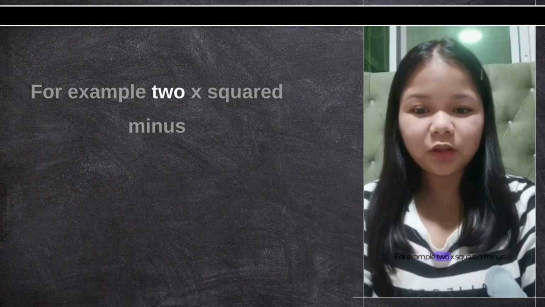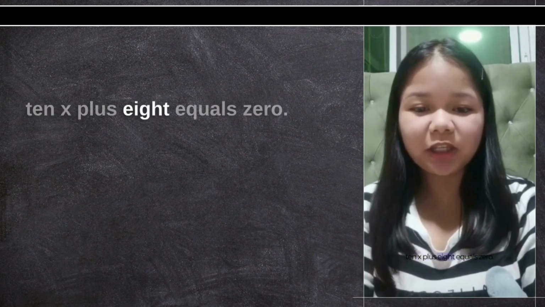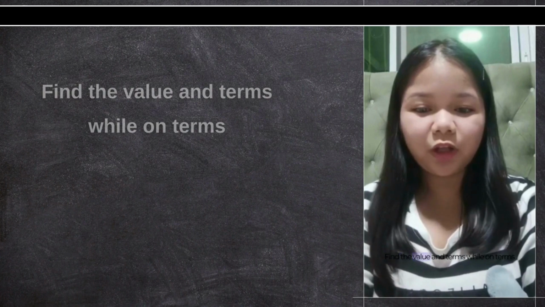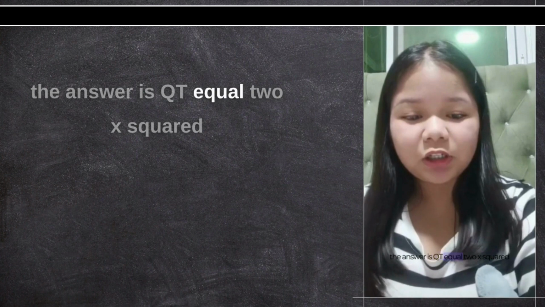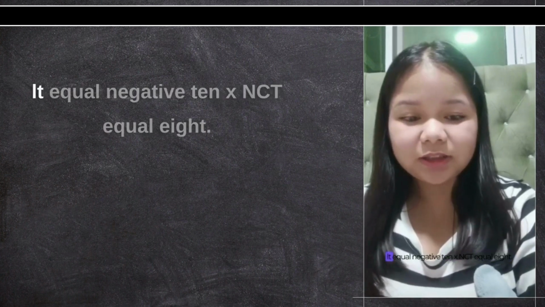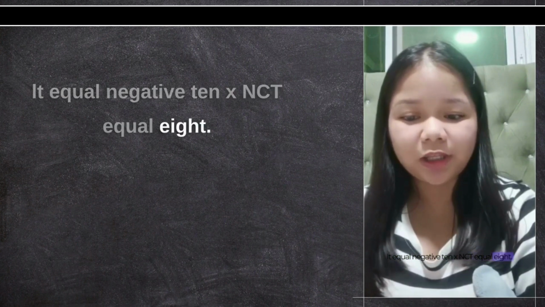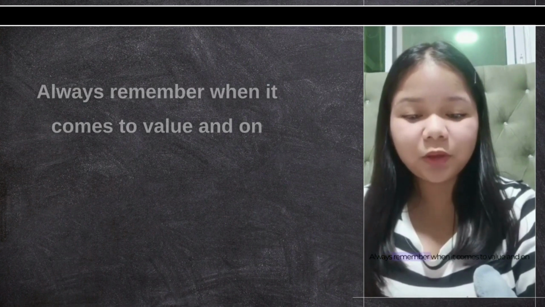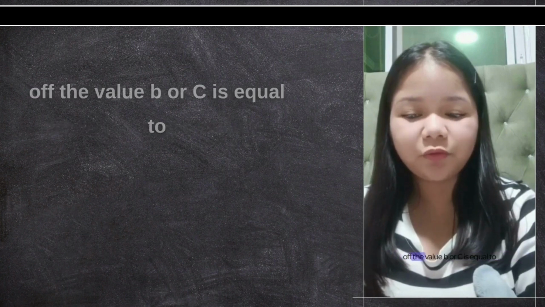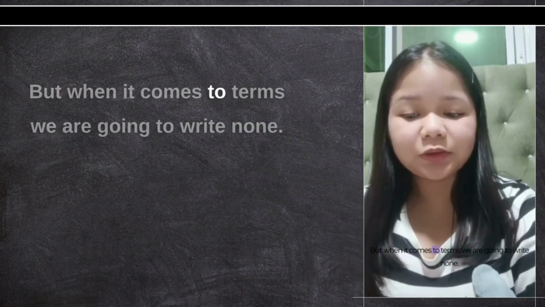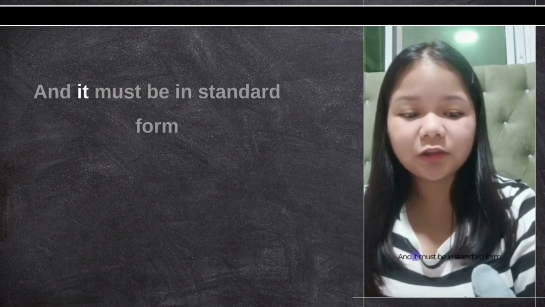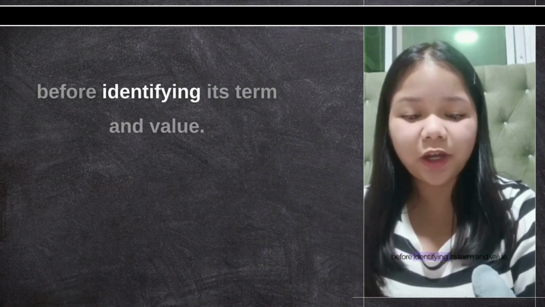For example, 2x squared minus 10x plus 8 equals 0. Find the values and terms. On terms, the answer is: quadratic term equals 2x squared, linear term equals negative 10x, and constant term equals 8. Always remember that when it comes to values, if b or c is equal to 0, we are going to write 0. But when it comes to terms, we are going to write none. And it must be in standard form before identifying its terms and values.